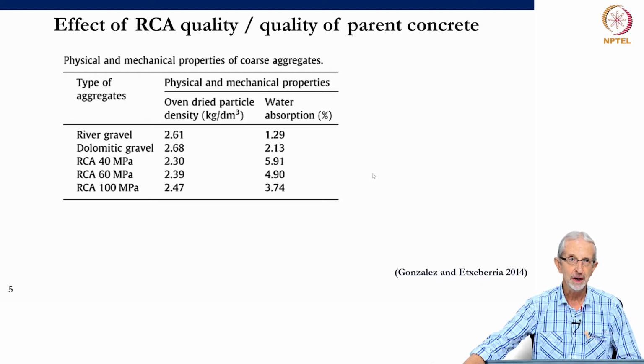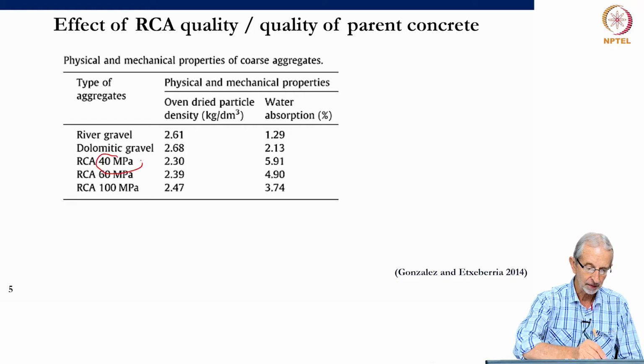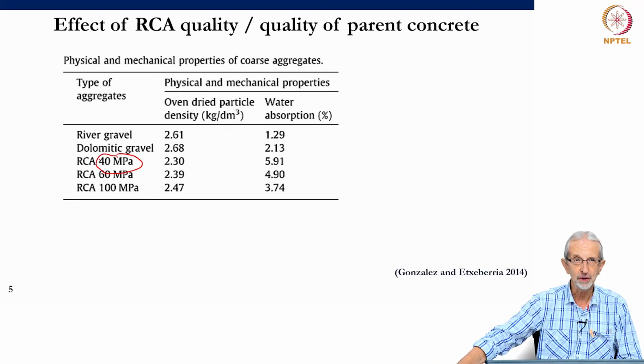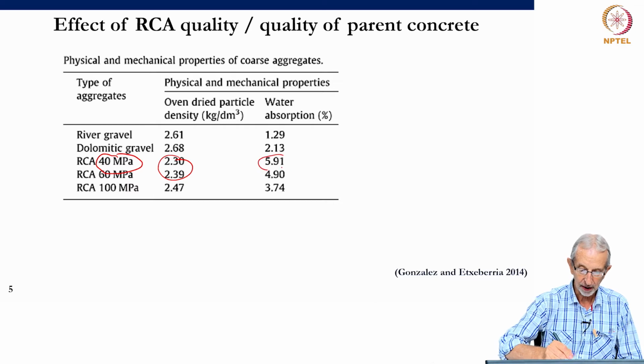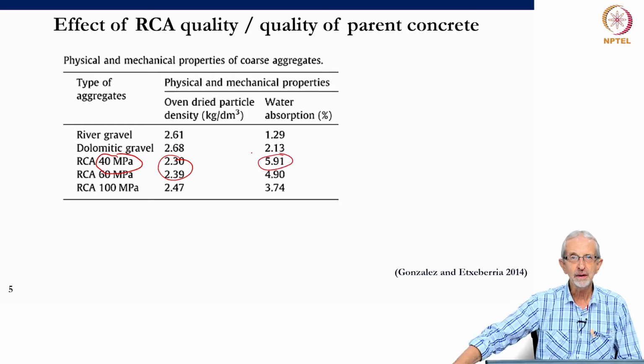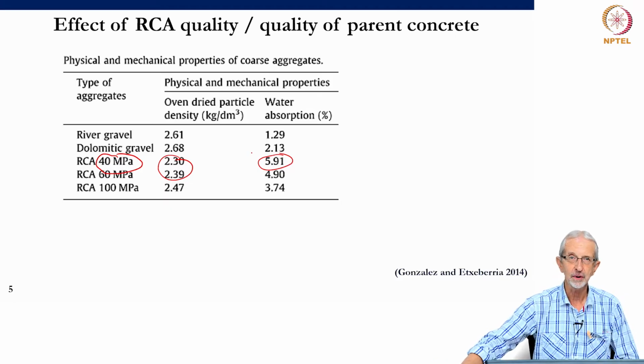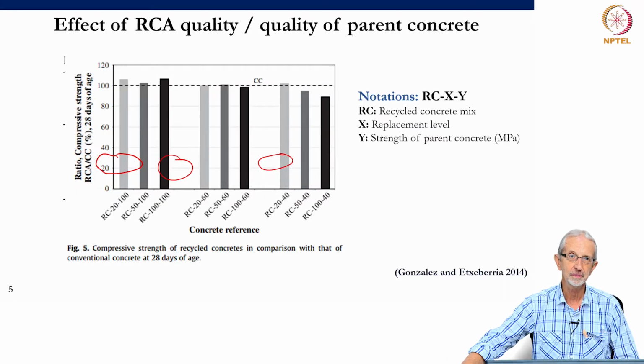If we compare a typical river gravel, a dolomitic gravel, and then RCA from a 40, 60, or 100 megapascal original concrete, you can see quite clearly that the dried density reduces with lower quality. So, for example, in a 40 megapascal recycled from original concrete, you tend to get these kinds of densities here, and maybe a little bit there, but you can also see that it has the highest water absorption. So clearly these are indirect indicators, but very useful when we're trying to classify and understand these materials.